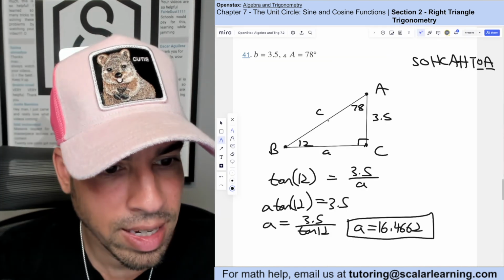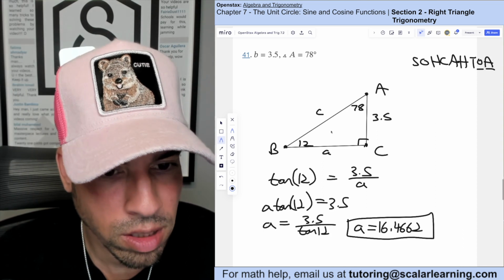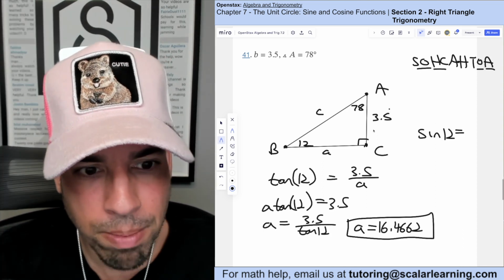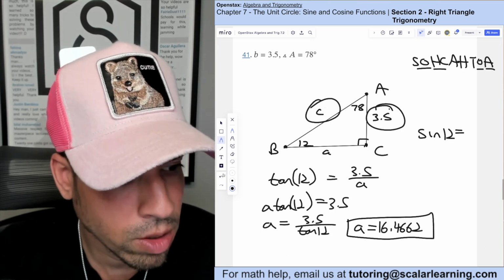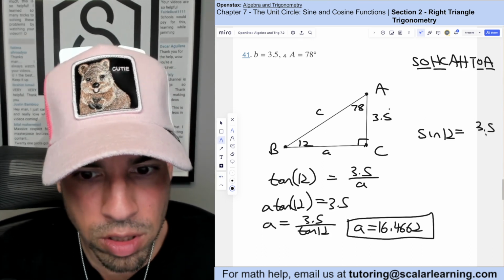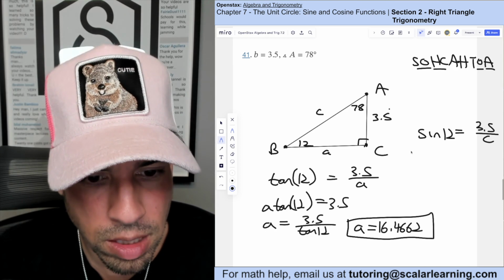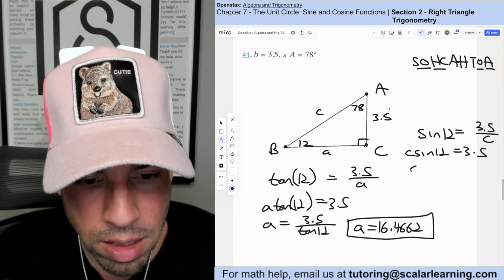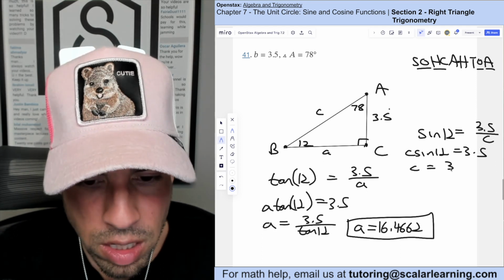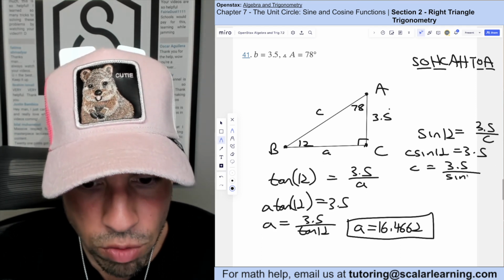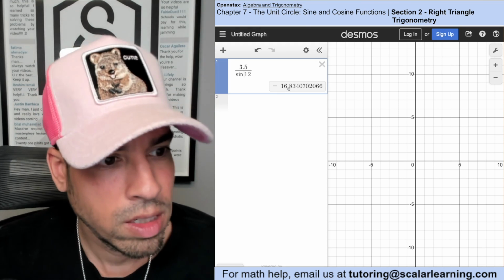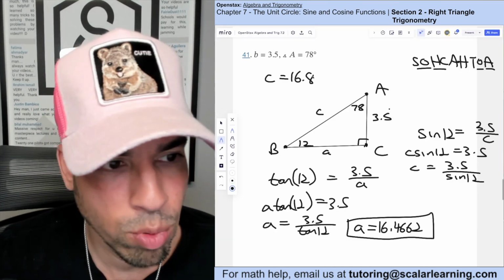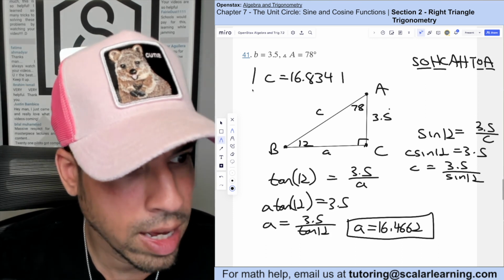And now to get c, I'm actually going to use sine of 12. So sine of 12 equals opposite over hypotenuse. So we get 3.5 over c. Multiply both sides by c. c sine 12 equals 3.5. Then divide by sine 12. So c equals 3.5 over sine of 12. Let's plug it into Desmos. And we get 16.8341 when we round up. So c equals 16.8341. That's how you do it.